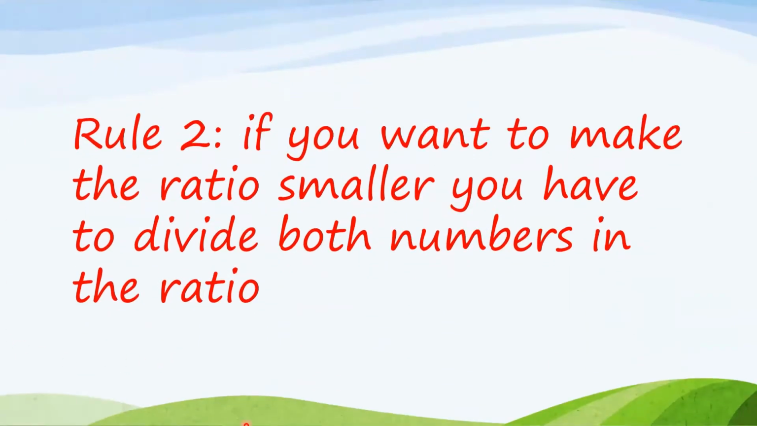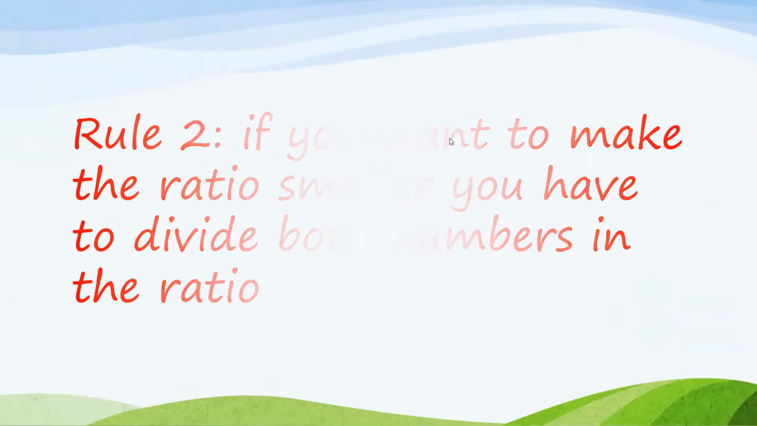Let me elaborate on rule 2, because you might not have understood when I explained it at first. Example for rule 2, 4:4. How do I make it smaller? It's called simplification. So I divide by 4 on both sides. When I take 4 divided by 4, I get 1, and 1 on both sides.